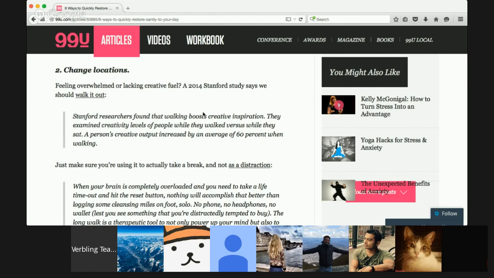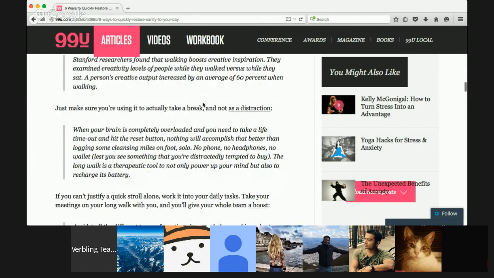Feeling overwhelmed or lacking creative flow. A 2014 Stanford study says we should work it out. Stanford researchers found that walking boosts creative inspiration. They examined creativity levels of people while they walked versus while they sat. A person's creative output increased by an average of 60% when walking. Just make sure you are using it to actually take a break and not as a distraction.